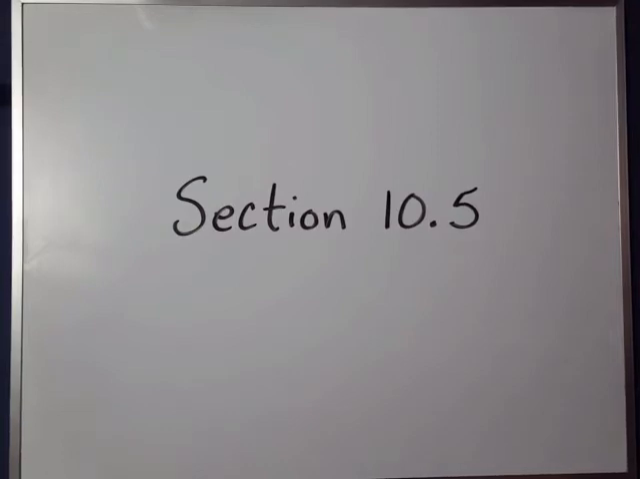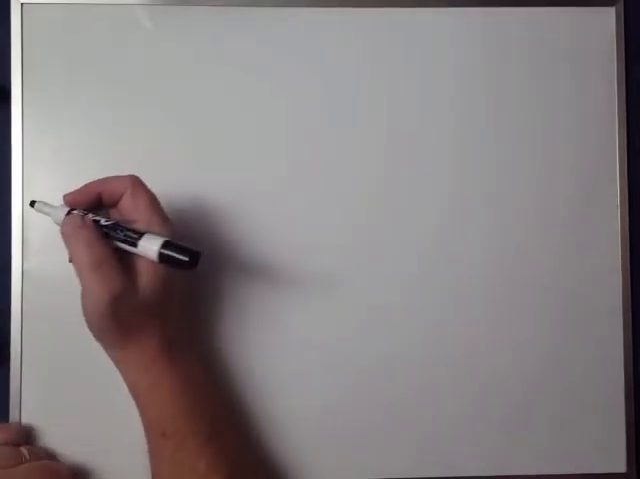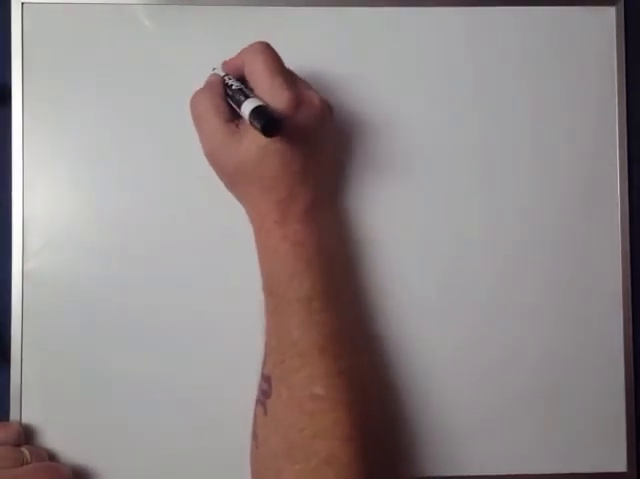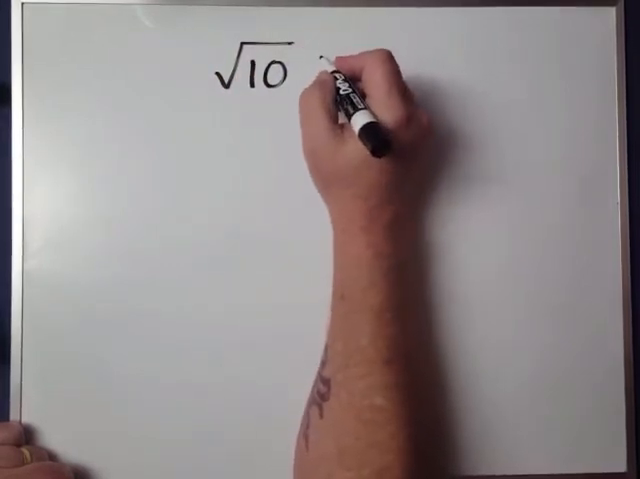Section 10.5, multiplying and dividing radical expressions. Last time we looked at adding and subtracting, which wasn't too bad at all. This section is a little more intense, and we're just going to start with some homework problems. Multiplying radical expressions, we already have all the tools that we need to be able to work these. Let's look at number 8.